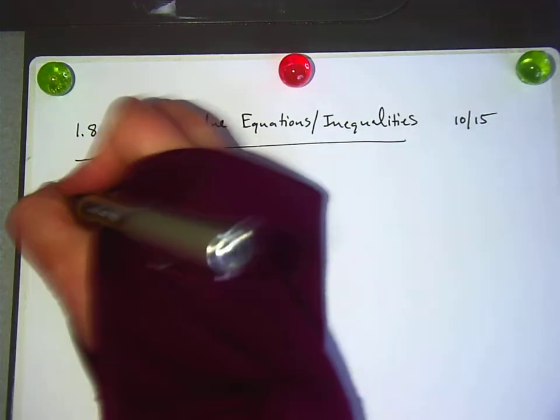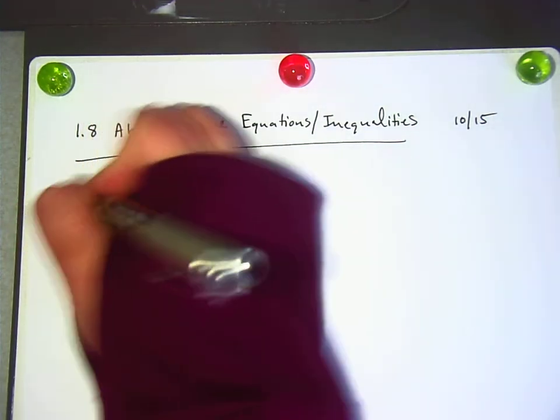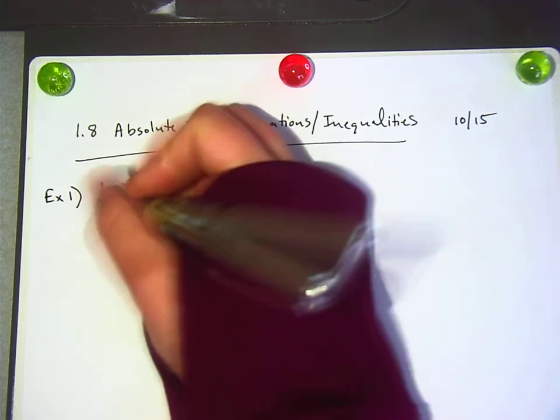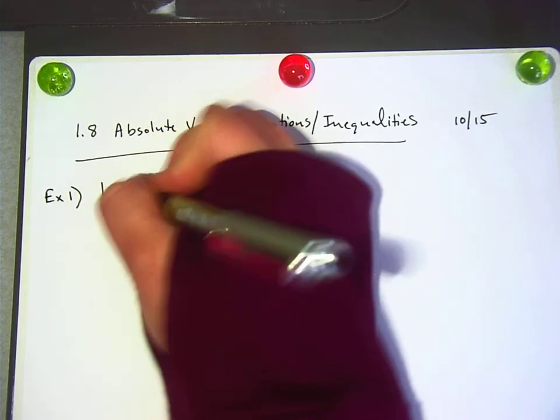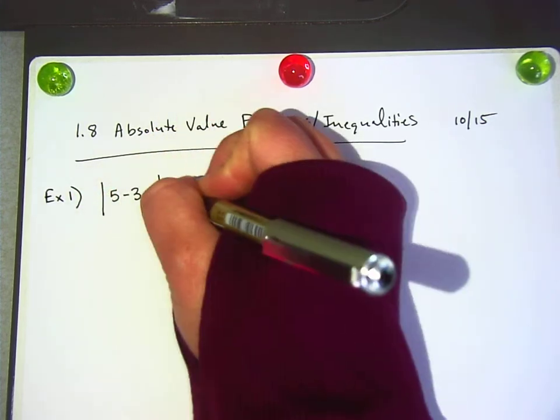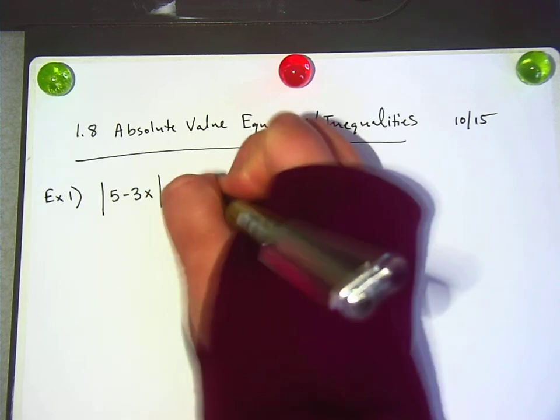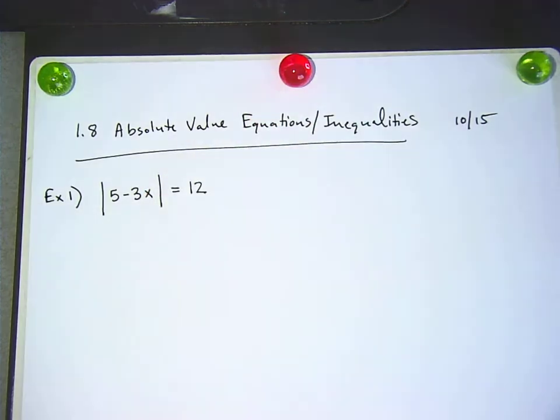So, example 1. The absolute value of 5 minus 3x is equal to 12. Now, this is the problem I taught you how to do when you were in Math 9, Algebra 1. Anybody remember? Good, we got a few people who remember.